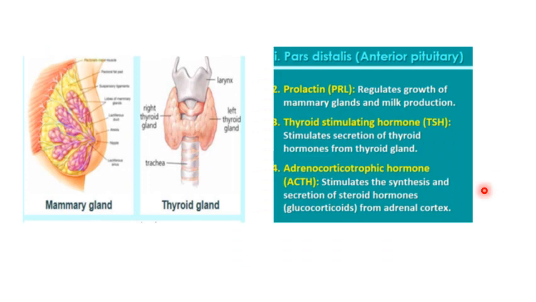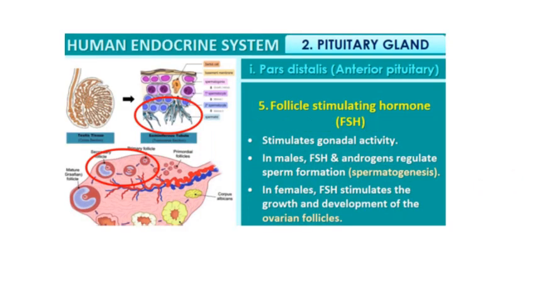The anterior pituitary also produces prolactin that regulates the growth of mammary glands and milk production, thyroid stimulating hormone which stimulates the secretion of thyroid hormones from the thyroid gland, and adrenocorticotropic hormone which stimulates the synthesis and secretion of steroid hormones from the adrenal cortex.